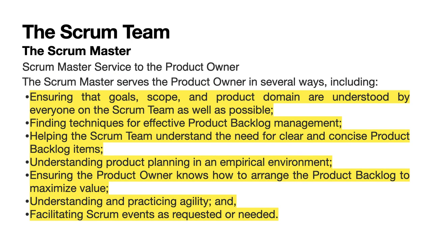Scrum Master service to the product owner. The Scrum Master serves the product owner in several ways, including ensuring that goals, scope, and product domain are understood by everyone on the Scrum team as well as possible. Finding techniques for effective product backlog management. Helping the Scrum team understand the need for clear and concise product backlog items. Understanding product planning in an empirical environment. Ensuring the product owner knows how to arrange the product backlog to maximize value. Understanding and practicing agility, and facilitating Scrum events as requested or needed.